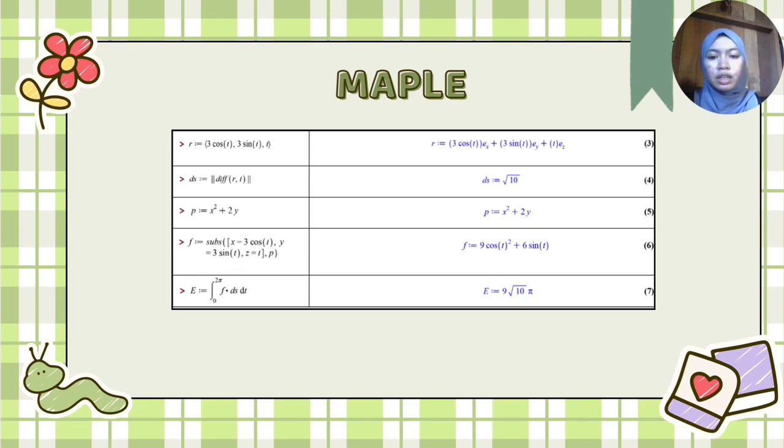A scalar field is then defined as p(x, y, z) equal to x squared plus 2y. To evaluate the line integral, the parametric equations of the curve are substituted into the scalar field. This gives p(r(t)) equal to 9 cos squared t plus 6 sin t. Finally, the scalar line integral along the curve is calculated using Maple, and Maple evaluates the integral, and the final result is 9 square root 10 pi.